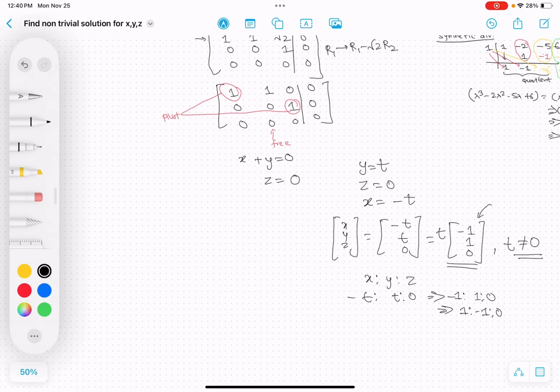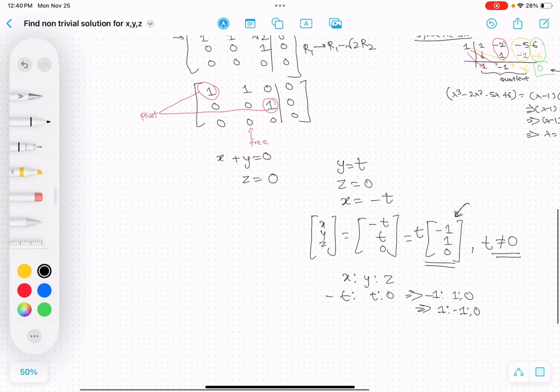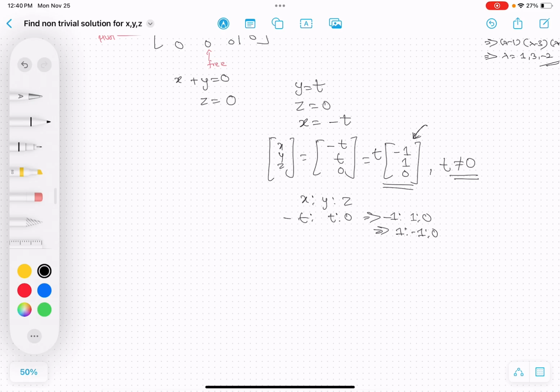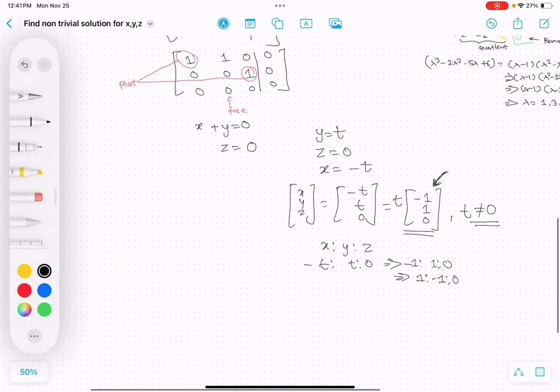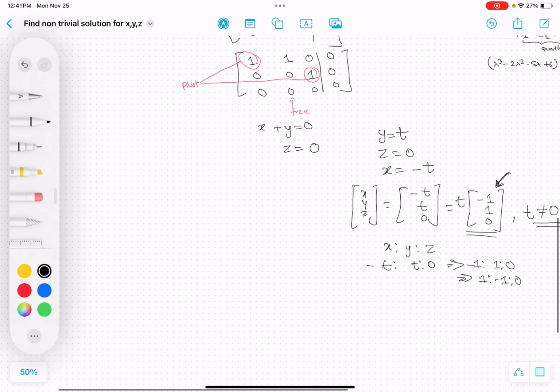Definitely t should not be equal to 0, because that will give us the trivial solution. For t not equal to 0, all of these vectors will be our solution for lambda equal to 1. But the simplest solution is their ratios, which is just minus 1, 1, 0 or 1, minus 1, 0, either of them. You can definitely write this one, and I think this one is as good as the others, right?